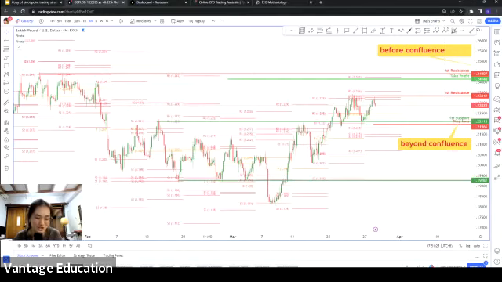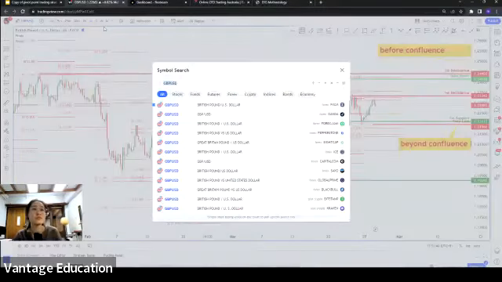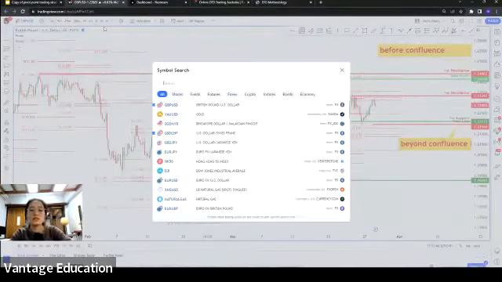Okay, but good questions. Let me see if we have any other questions. Okay, no other questions. If not, let's look at one more chart together. Let's look at WTI.